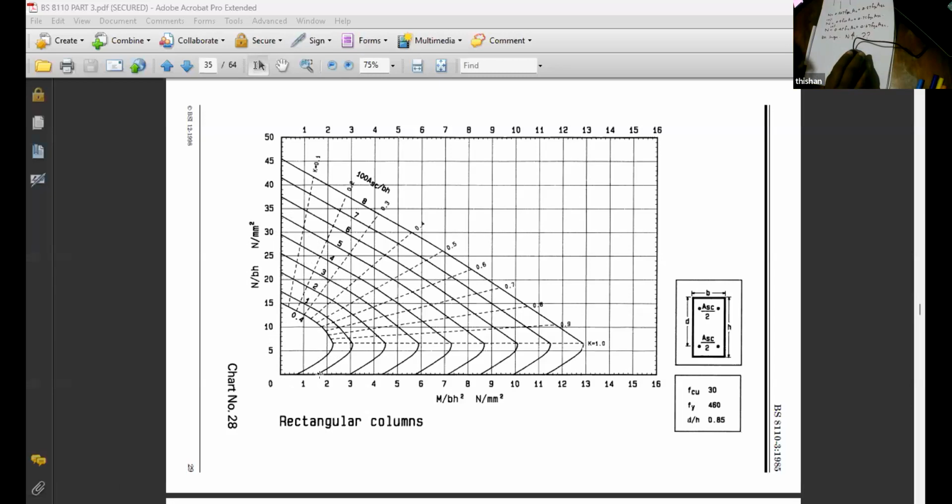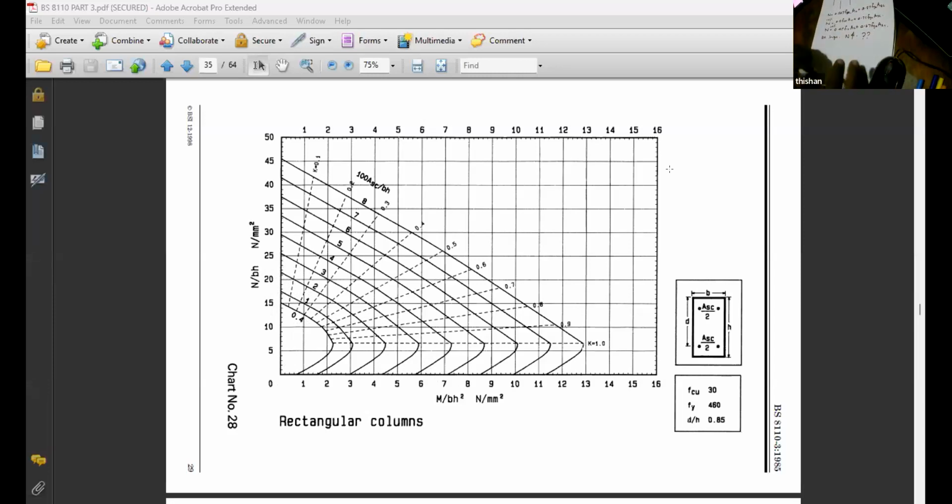But what actually happens is, can you remember I told you that when selecting columns, we select somewhat larger columns. The moment you select a larger column, what will happen to M over BH squared? It will become pretty small, and it will be somewhere here. And the N over BH value also drops. So generally we might be lying somewhere here. But on the other hand, you can get a situation where you are somewhere here. Then the failure occurs due to what?